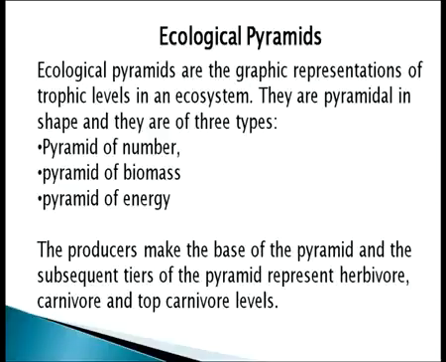Now, this energy flow through an ecosystem can also be represented graphically. The ecological pyramids are basically the graphic representation of the trophic levels of an ecosystem. They are pyramidal in shape and are of three different types: pyramid of number, pyramid of biomass and pyramid of energy. The producers make the base of a pyramid, and the subsequent tiers of the pyramid represent the herbivore, carnivore and the top carnivore level in all of them.